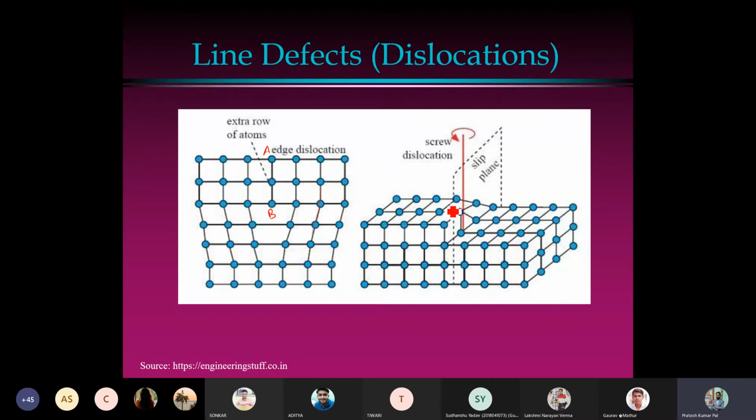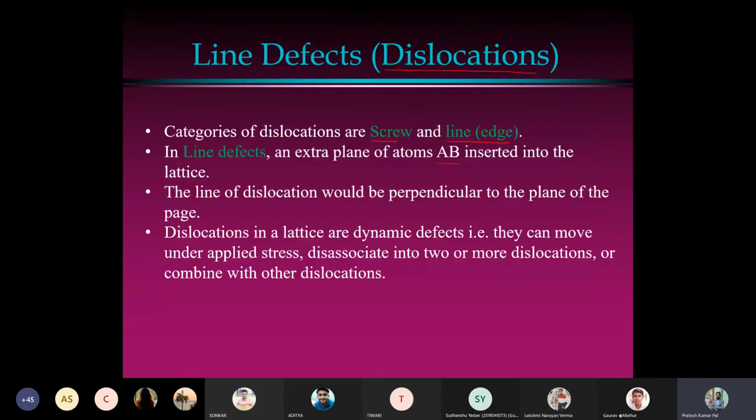So the dislocation line will be perpendicular to this page basically. Once we consider it in 3 dimensions, it will be this direction, perpendicular to the plane. Whatever page we are seeing, the perpendicular of that page will give you the direction of dislocation, basically the line dislocation.